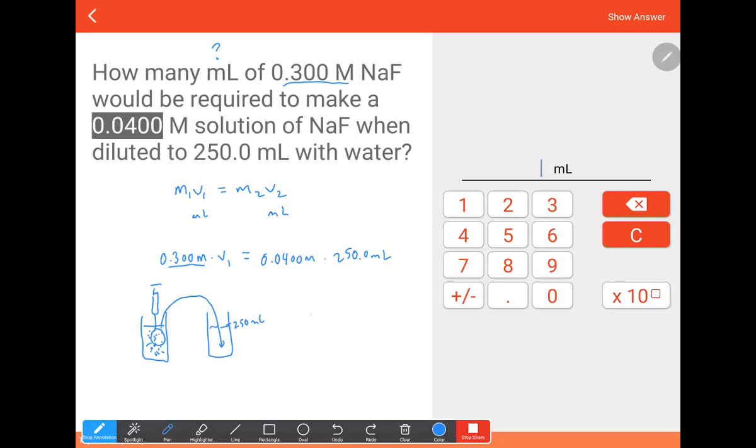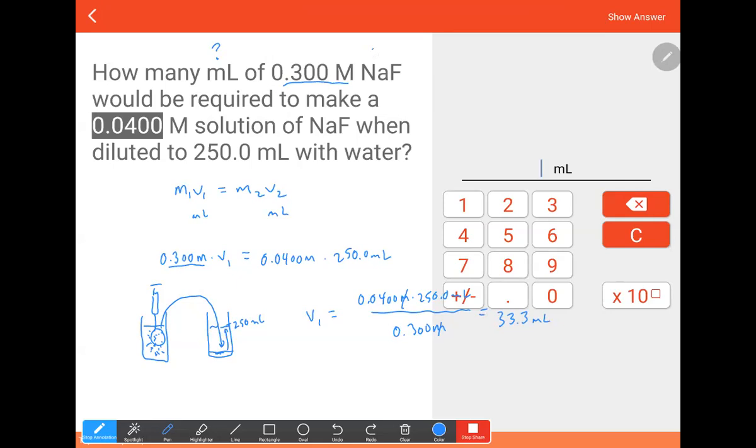So let's rearrange this. I'm going to solve for V1 by putting 0.040 molar times 250 milliliters divided by 0.3 molar. Those molars will cancel and we'll be left with milliliters, which is what we want. So 0.04 times 250 divided by 0.3, I get 33.3 milliliters need to be extracted of the high concentration, put in this other beaker, and then I'm going to fill the rest up with just water.